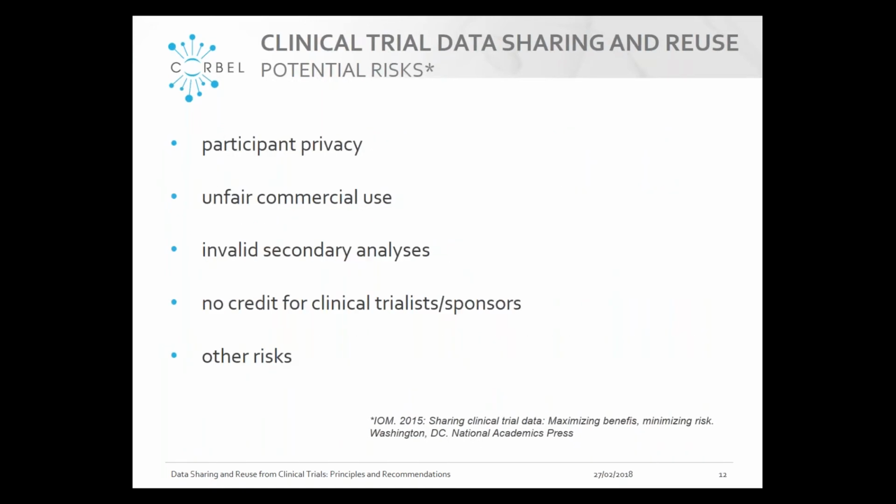Compared to other areas, sharing and reuse of clinical trial data faces some specific risks which need to be managed and mitigated adequately. Certainly, patient privacy has to be taken into consideration because of sensitive and personal data. Unfair commercial use and invalid secondary analysis may cause problems. Another concern is the still missing incentives and credits for those who collected the data, the clinical trialists. But there are some more potential risks which need to be managed and barriers to overcome.